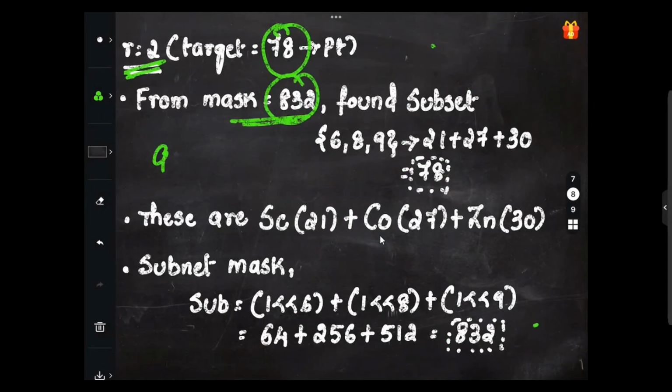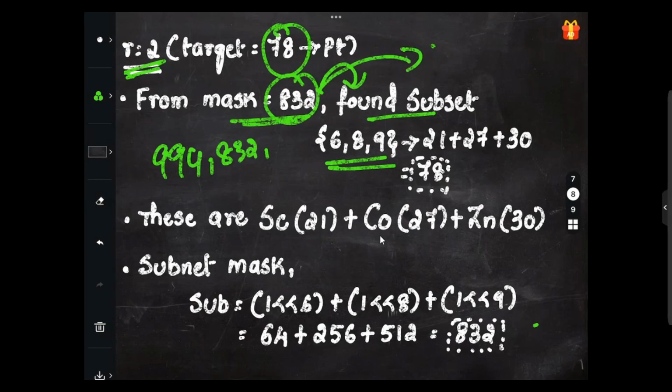So first we had 994 from mask. The second we have 832, right? Just give me a second here. Yeah, first we had 994. Now we have 832. Now what we have? Basically, we have found the subset 6, 8, 9. When I say we have found the subset, from mask 832 here, we have the atoms left. That is this one.